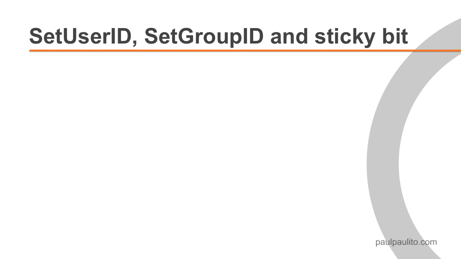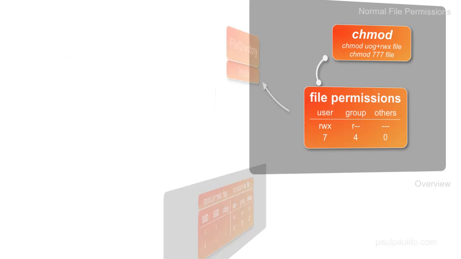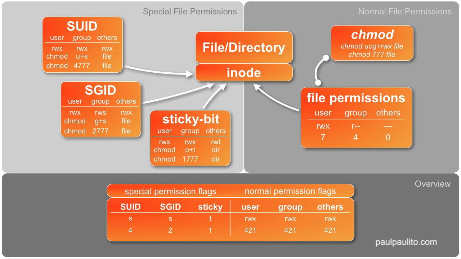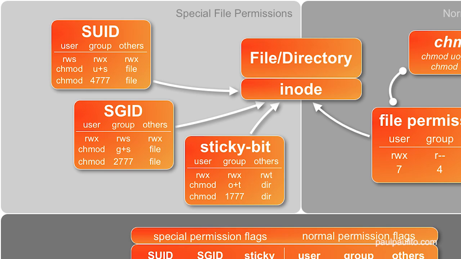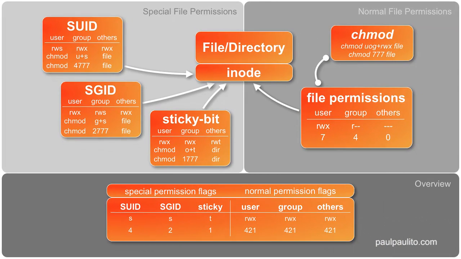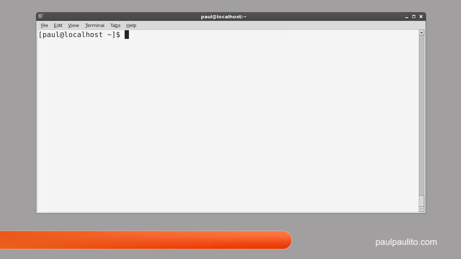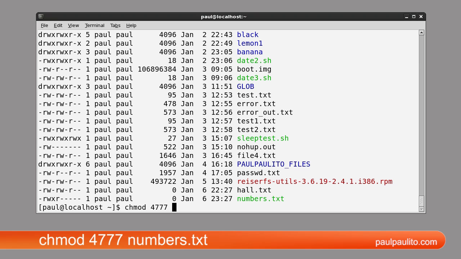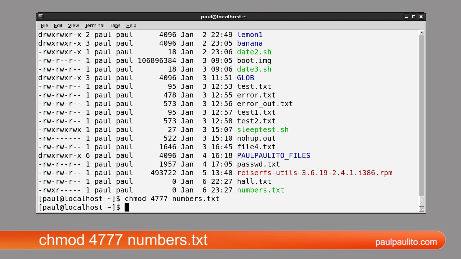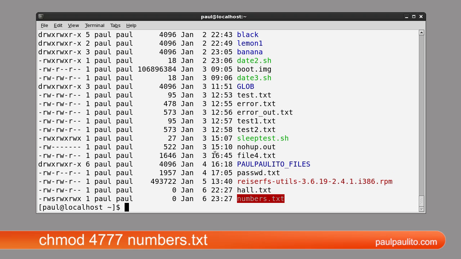Set user ID, set group ID, and StickyBit. For security reasons, three additional permission flags were added to the existing three. These flags are set user ID with a value of 4, set group ID with a value of 2, and StickyBit with a value of 1. The set user ID option is used in conjunction with executable files, and it tells Linux to run the program with the permissions of whoever owns the file, rather than with the permissions of the user who runs the program. If the SUID is set, an s instead of an x will appear in the user file permission.